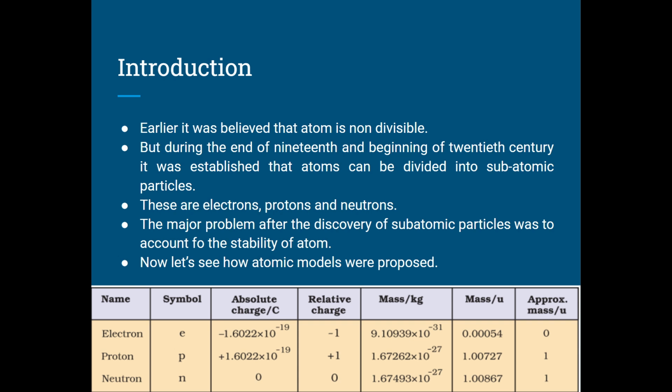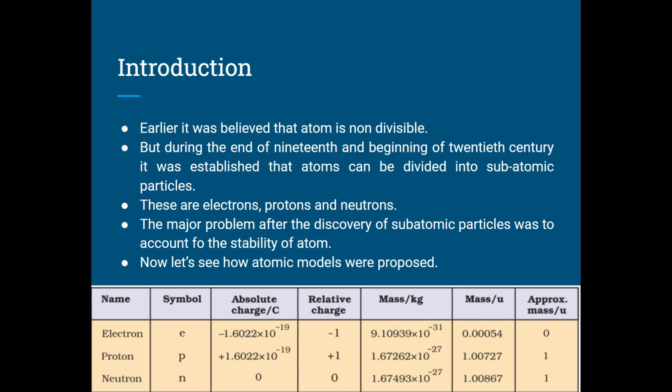Right now, there are n number of subatomic particles which are discovered, but we study electrons, protons, and neutrons only. So during the end of the 19th and beginning of the 20th century, it was established that atoms can be divided into subatomic particles. On the basis of those experiments, subatomic particles were discovered, and hence it was said that atom is divisible, and it consists of subatomic particles.